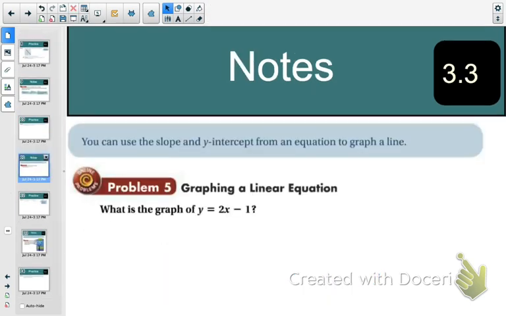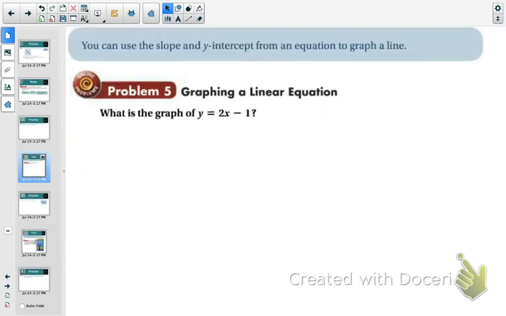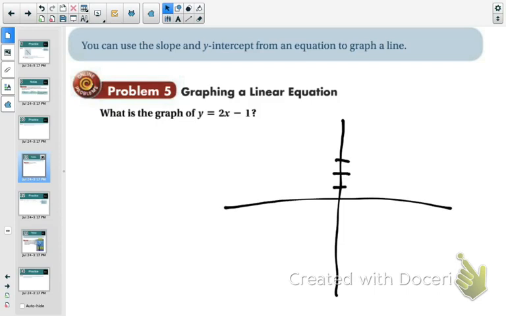Okay, next thing. Now we're graphing. Ooh, getting to the fun stuff. Looking at this, we need to graph it. So first thing you want to do is make a graph, probably. 1, 2, 3, 4. 1, 2, 3, 4. Try to make it proportional if you can.